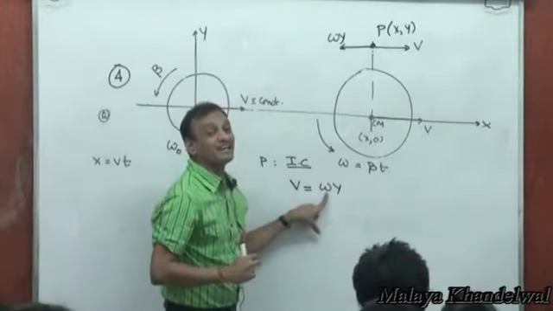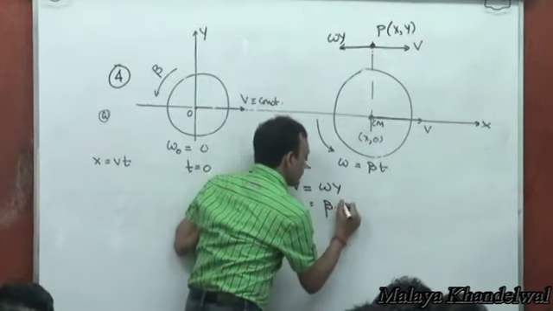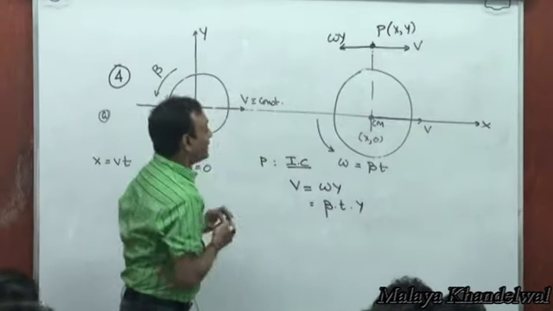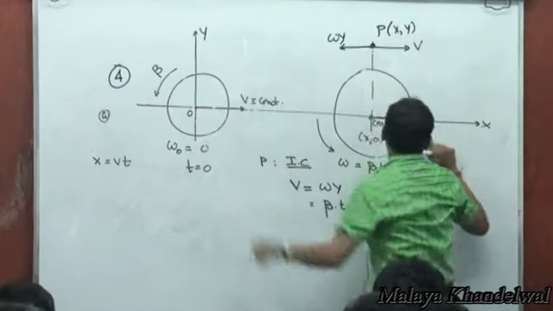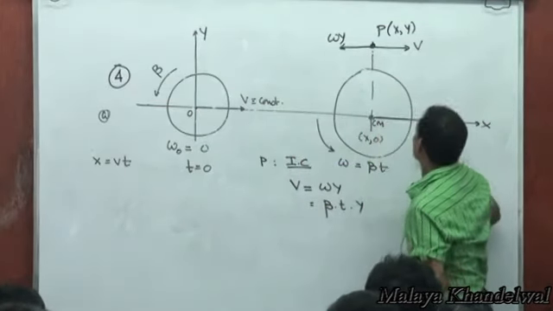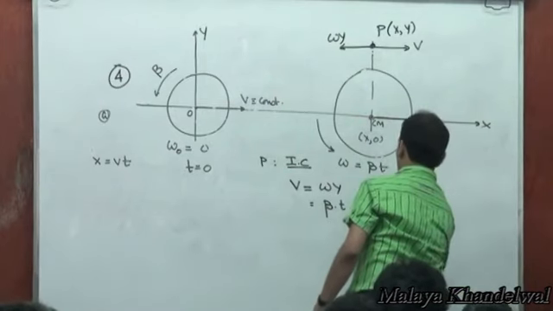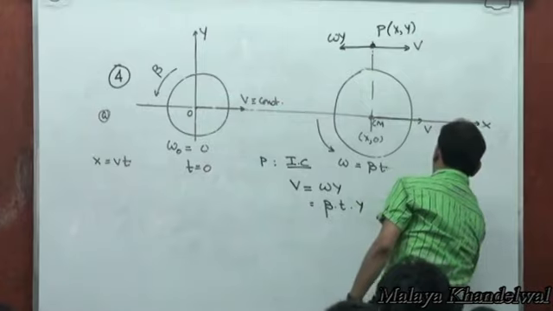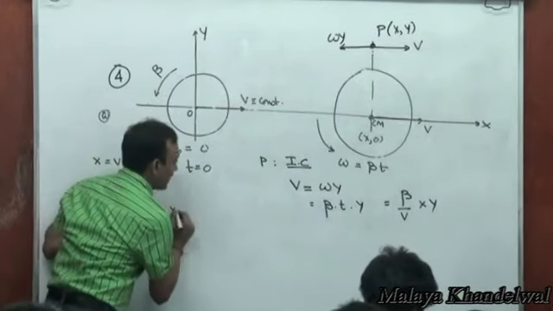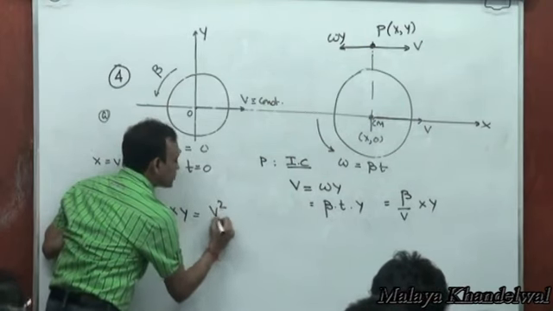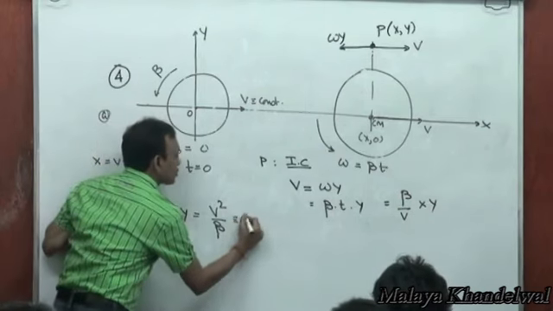Where omega is beta t, and in t seconds, the horizontal displacement is x, carried out with a constant velocity v. So t must be x by v, which gives me xy equal to v squared by beta. V is a constant, beta is a constant, so the right hand side is a constant.